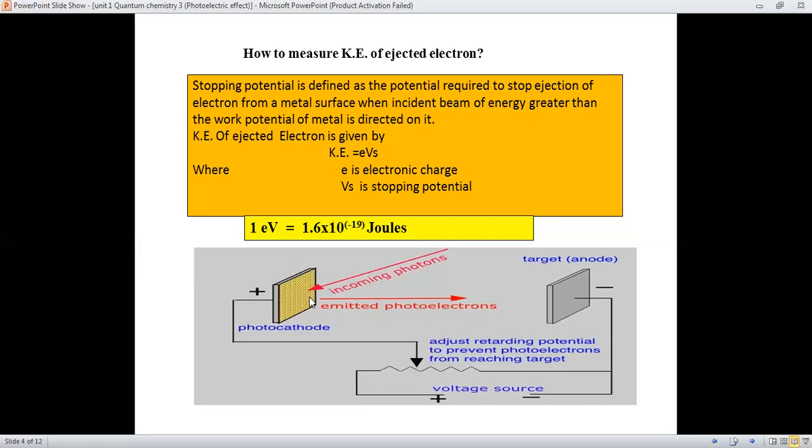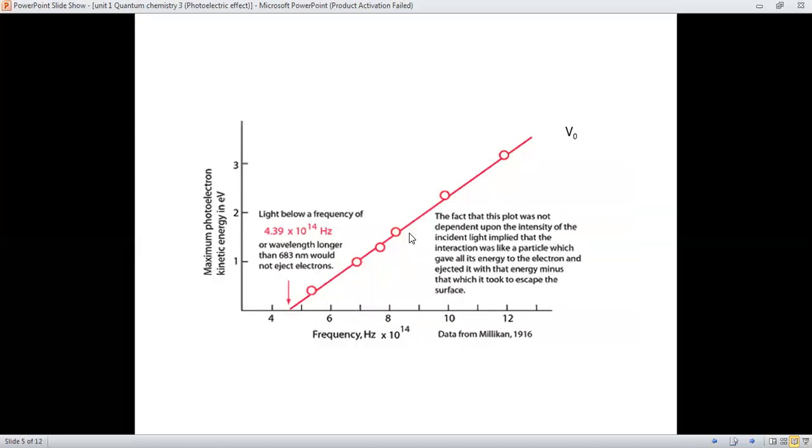So that potential is called the stopping potential, and it is given as kinetic energy equal to the charge of the electron multiplied by the stopping potential. So this is how kinetic energy is converted into electron volts, and one must always remember this equation: 1 electron volt is equal to 1.6 × 10^-19 joules. So that kinetic energy is now converted into electron volt units.